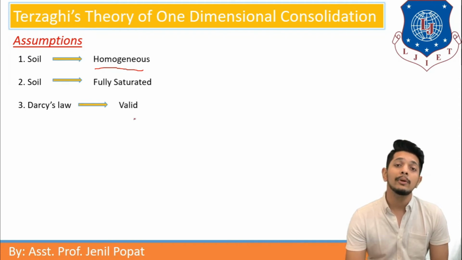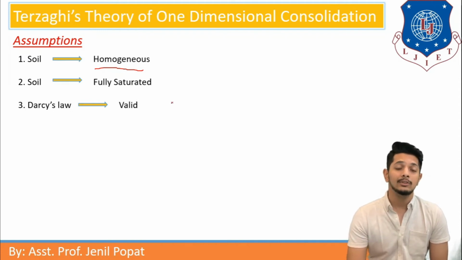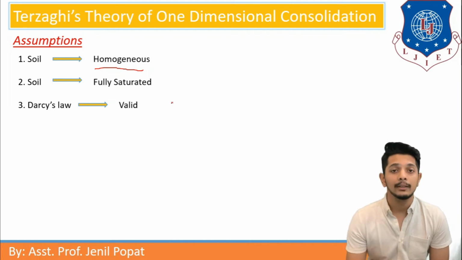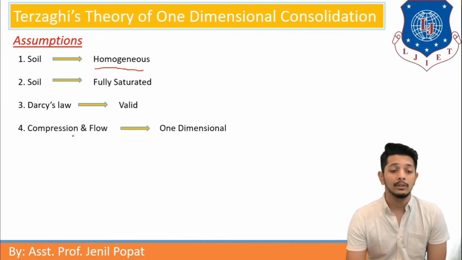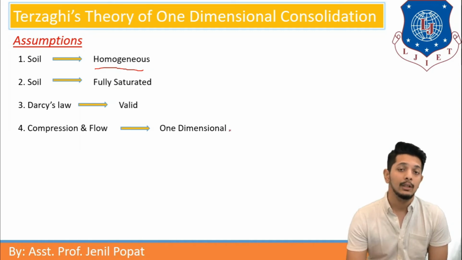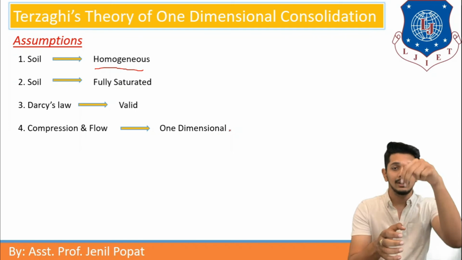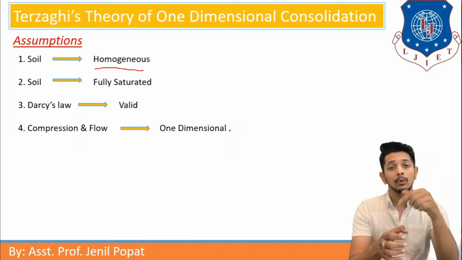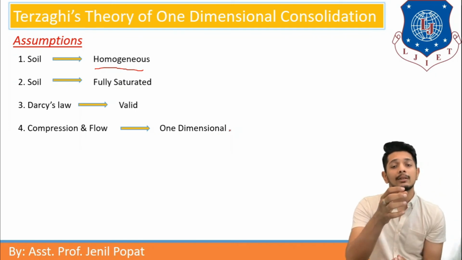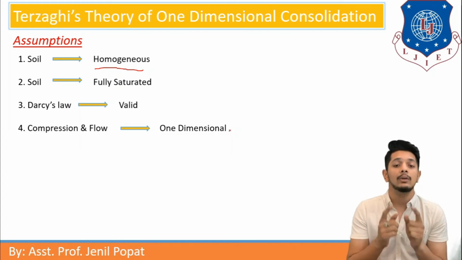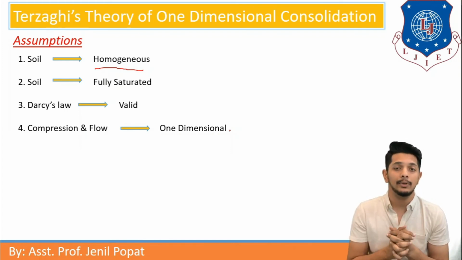Darcy's law should be valid. We have understood Darcy's law in previous videos, so it should be valid. Compression and flow should be one-dimensional. One-dimensional means if you are giving compression in only one direction, flow should be only in one direction. So it is confined from all sides, and only one-dimensional flow and compression should be there.